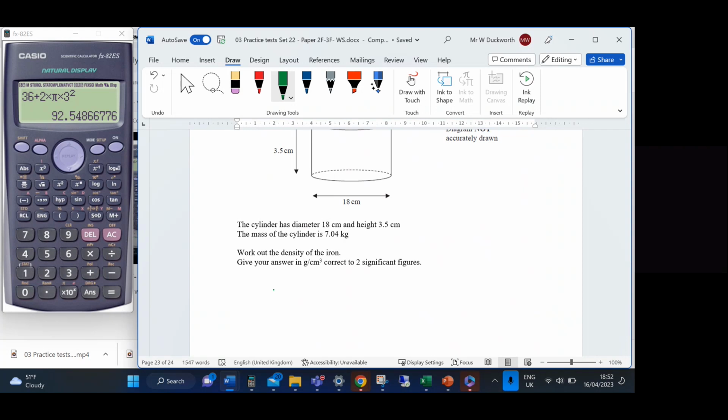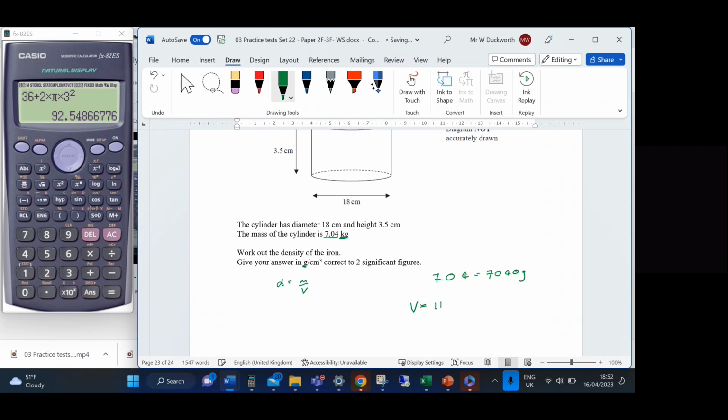Let's go straight to the formula for density. Density is going to be equal to mass divided by volume. Right, so we've got the mass in terms of kilograms. We want it though in terms of grams. So I'm going to go 7.04 kilograms is going to be 7,040 grams. And then I'm going to look at the volume of a cylinder.